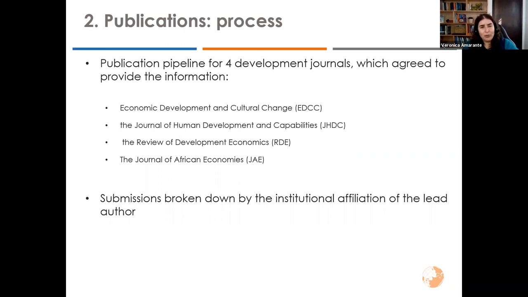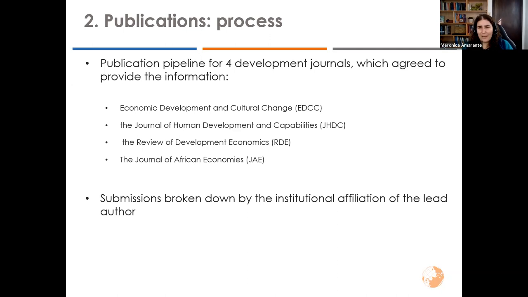Our second approach is the analysis of the publication pipeline for four development journals. Here you have the list: the Economic Development and Cultural Change, the Journal of Human Development and Capabilities, the Review of Development Economics, and the Journal of African Economics. What we did in this part of the research, we asked a list of development journals for information about submissions, rejections, desk rejections, number of papers reviewed, and number of papers accepted. And we got information from these four journals.